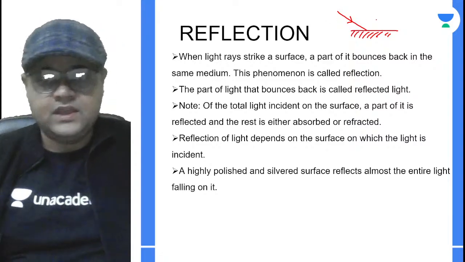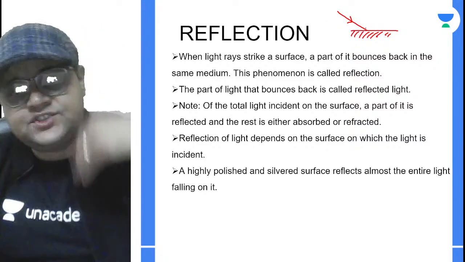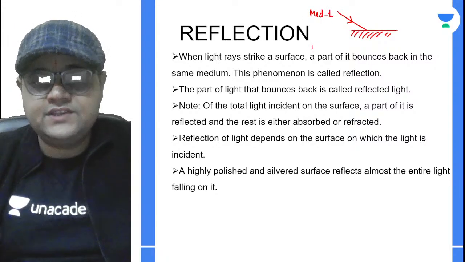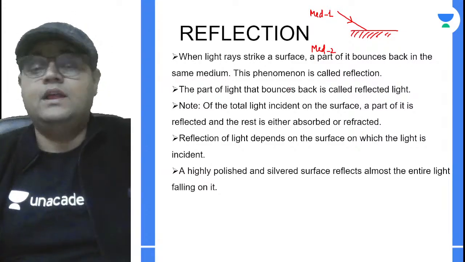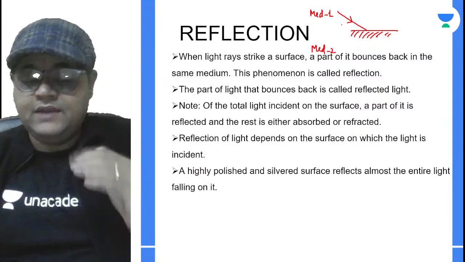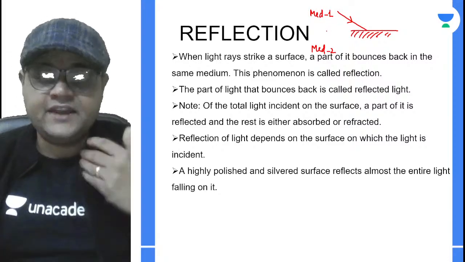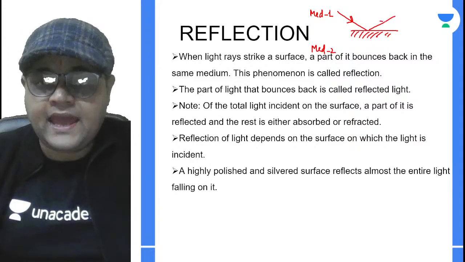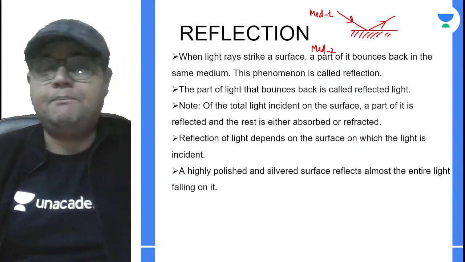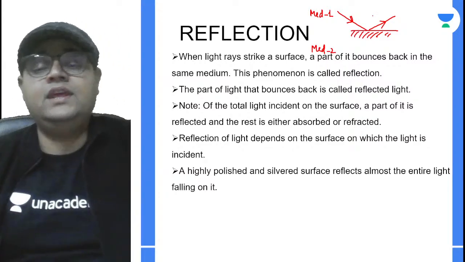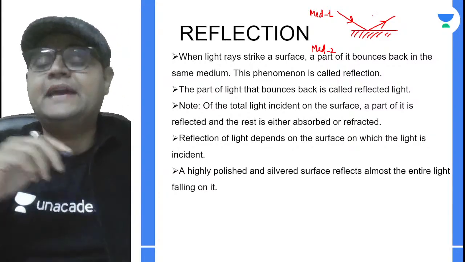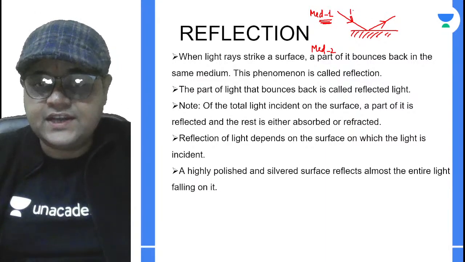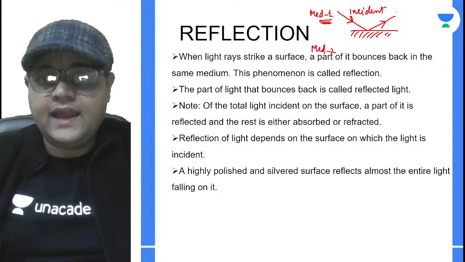What actually happens? Some part of the light ray returns back in the original medium. Let us suppose this is medium 1 and this is medium 2. We'll first be talking about reflection only. So what is reflection? When a light ray is incident on a surface, a part of it returns back in the original medium. A part of the light bounces back in the same particular medium. See, you have seen that the light ray was incident from medium 1. This was the incident ray, and this is the reflected ray.